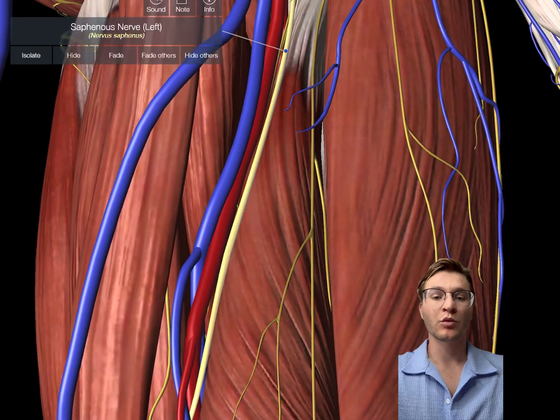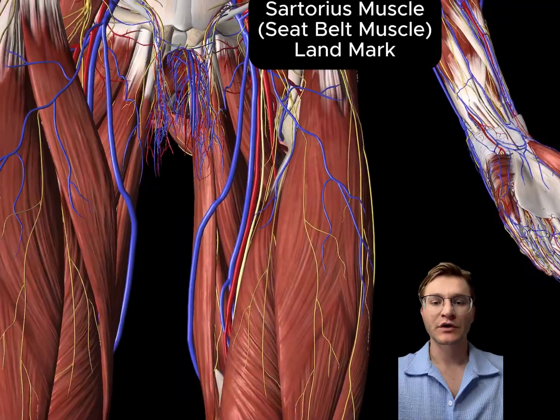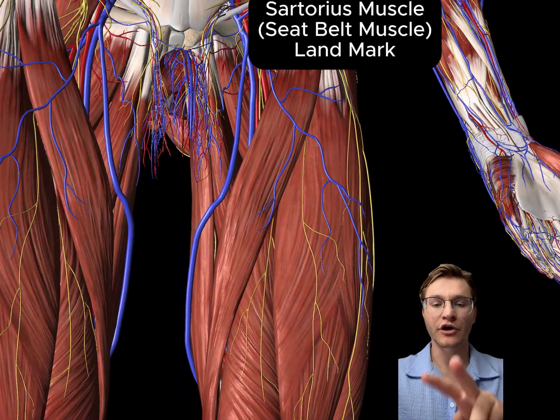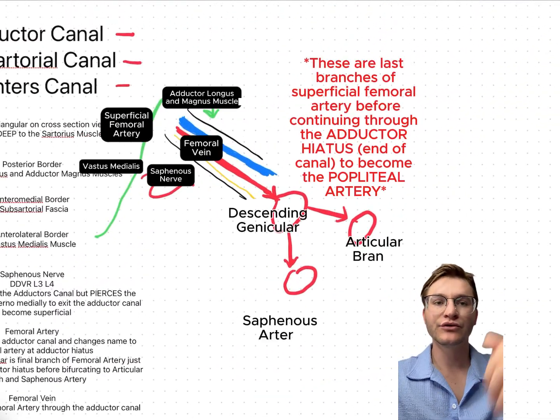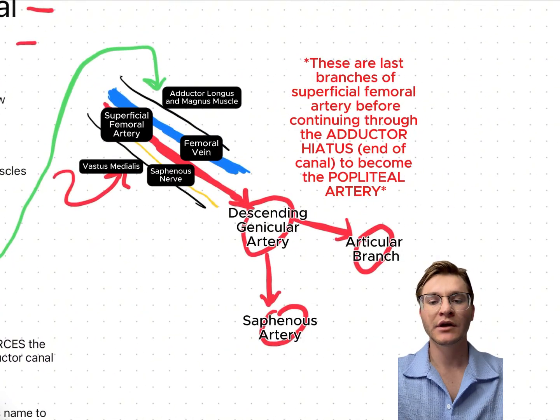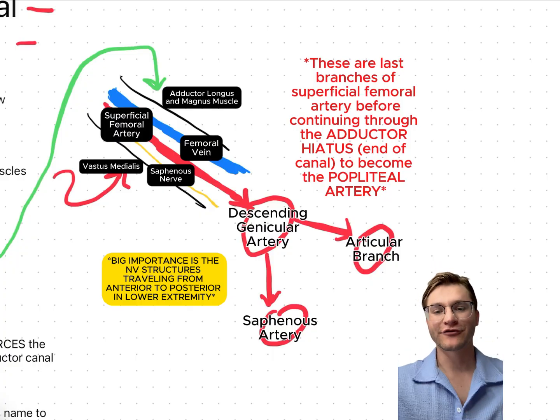The superficial femoral artery will have that last branch, that genicular artery, which has two branches on its own, our arcuate artery and our saphenous artery. And it goes through the adductor hiatus, becoming our popliteal artery that will go and supply the rest of our lower extremity.